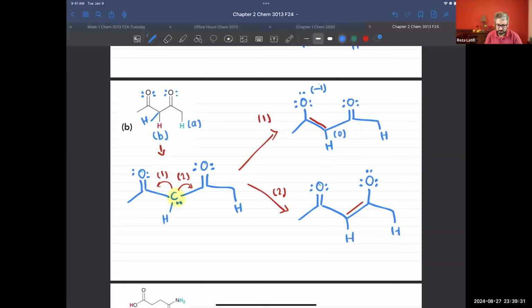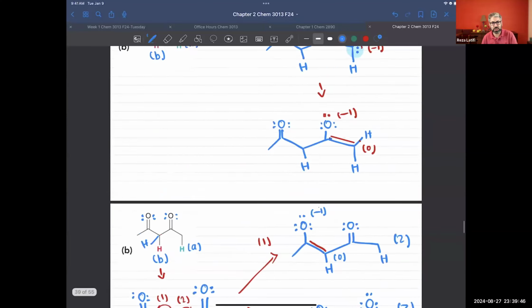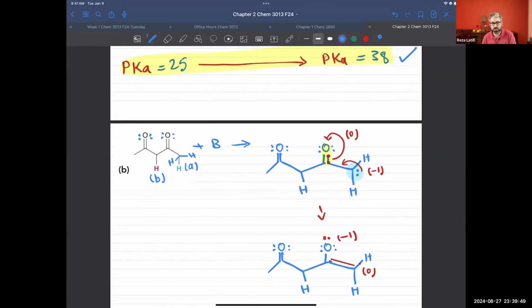So how many resonance structures did I get? Let's start from here. This is the first resonance structure. That's going to be the second, and this one is the third resonance structure. So I got 3 if I take the red one. If I take the blue one, I get only 2 resonance structures. Which one is more acidic? B will be more acidic, the red one. It is B, more acidic.